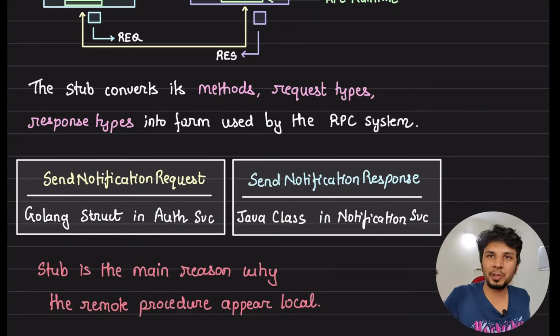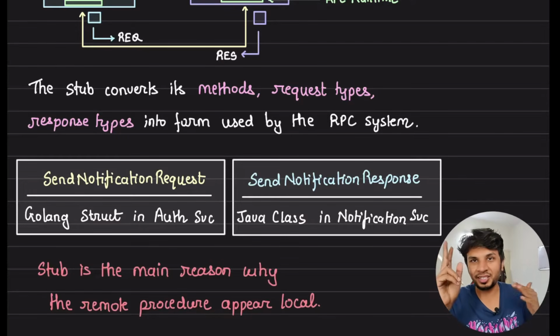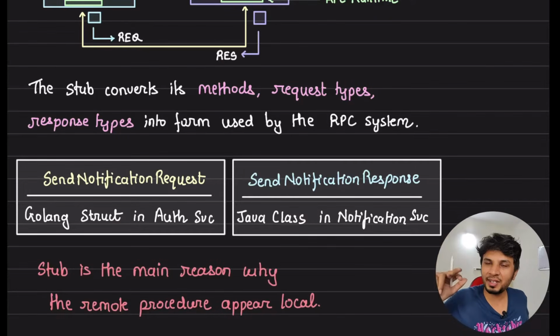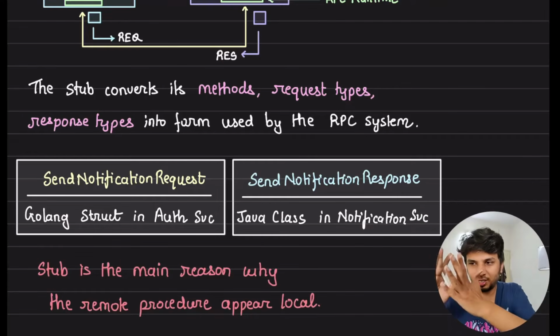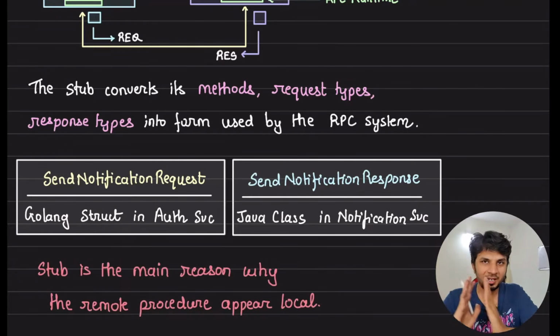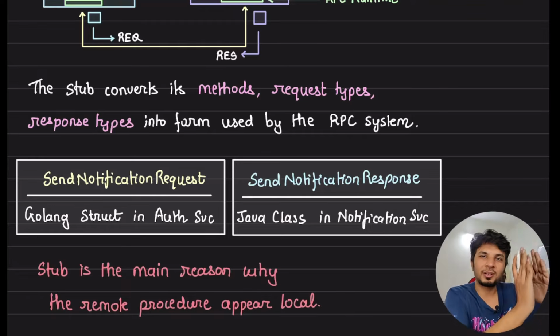You do your computation, basically send the OTP and whatnot. You create a response object, right, which is the send notification response object. It gets serialized into a stream format that converts the Java object into a Golang struct. So for you, it's pretty seamless.